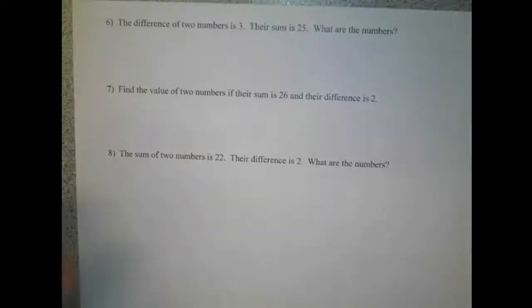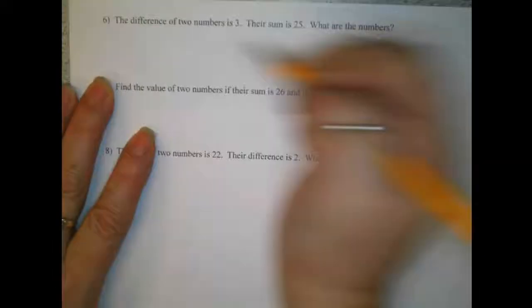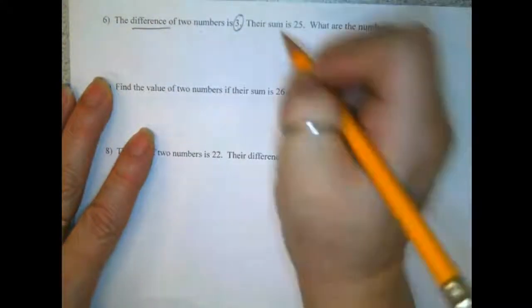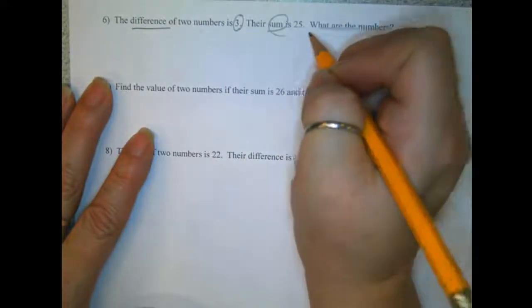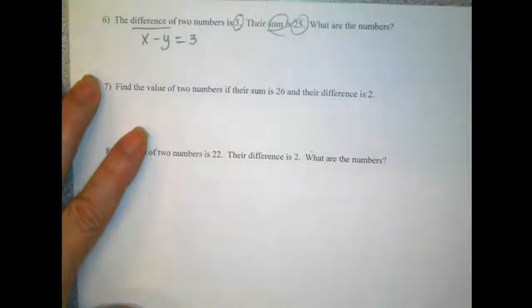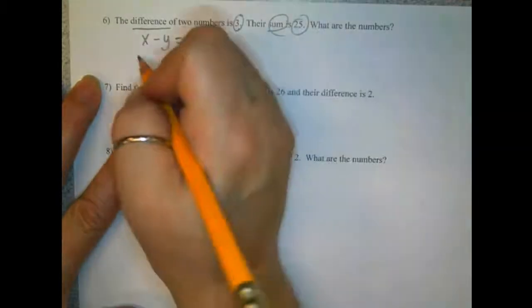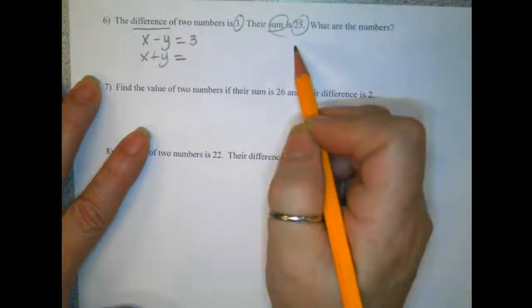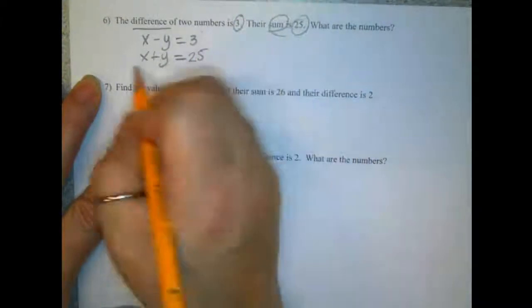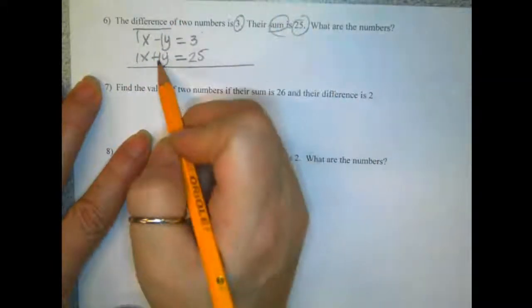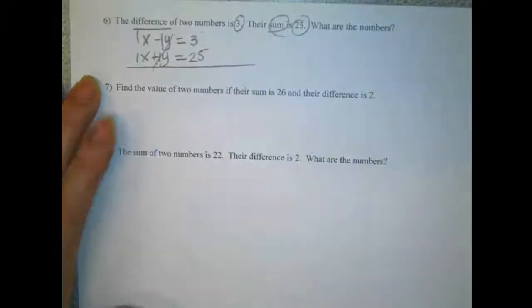Okay, ready for number 6? Again, we have the difference of 2 numbers is 3. So the minus is 3. Their sum, that's their plus, is 25. So we're going to say x minus y is equal to 3. And I just wrote the equations in order. Kevin? No. x plus y, so their sum is 25. Do I have same digit, opposite sign? Remember, give them all their ones. I have same digit, opposite sign, so I can eliminate my y's, right?